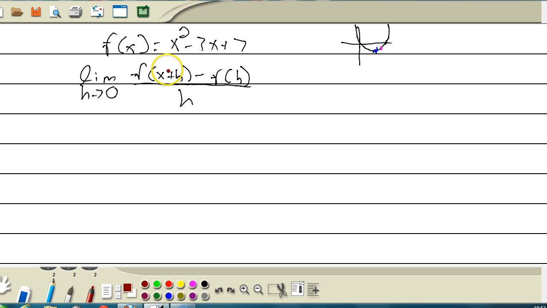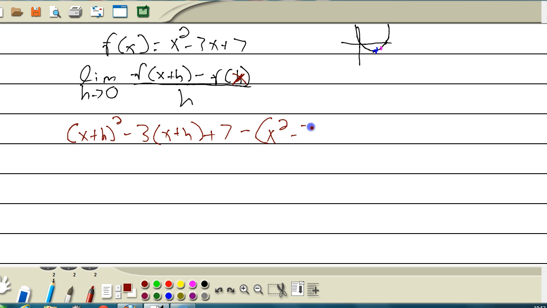So we have to plug in x plus h for x. Anywhere we see an x, we're going to plug in x plus h. So we're going to rewrite this. f of x plus h is going to be x plus h squared minus 3 times x plus h plus 7. That 7 doesn't change because there's no x there. Minus, and then parentheses, f of x, which is just this.